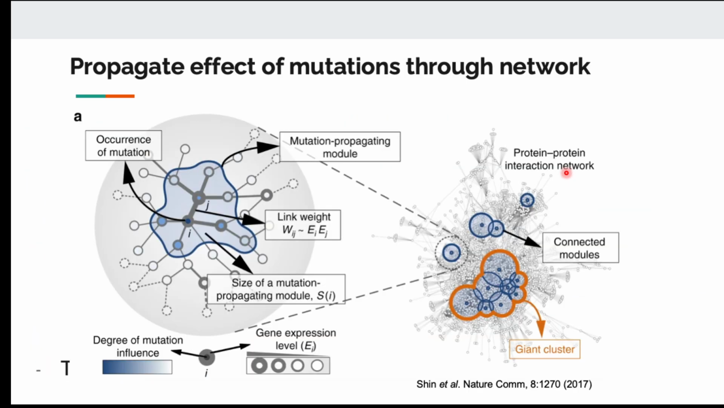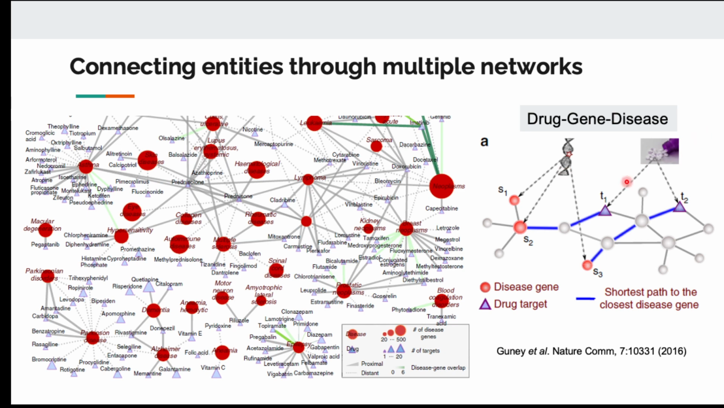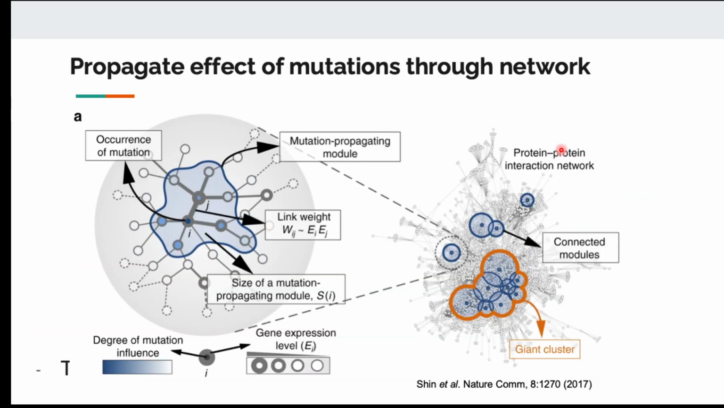Another important way to use the network, similar to how you propagate from drug to gene to disease, is for mutation data. When you study cancer, you will know that no two patients have the same mutation profile. It's impossible. We all have different mutations. So if you want to classify patients based on mutation profile, it's almost impossible because there is no similarity between them.